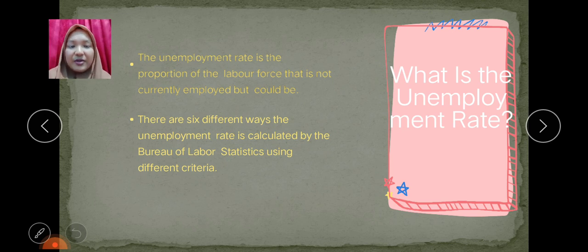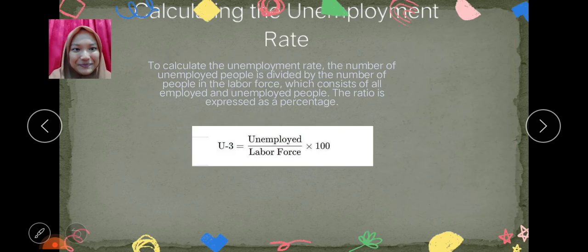The unemployment rate is the proportion of the labor force that is not currently employed but could be. There are 6 different ways the unemployment rate is calculated by the Bureau of Labor Statistics using different criteria.